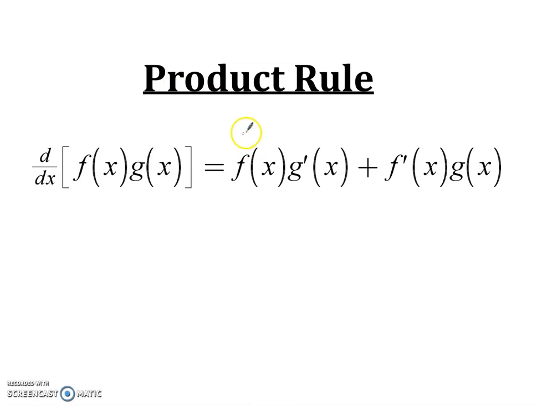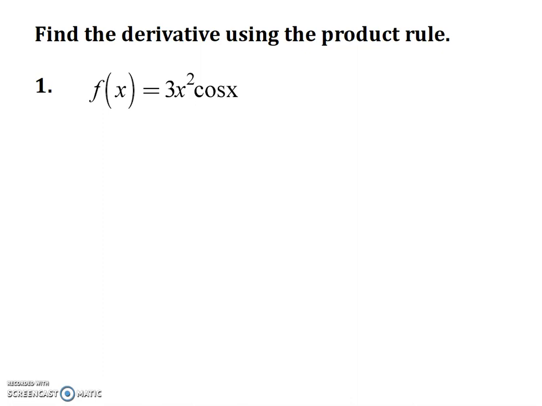To do the derivative, the first part will be our f of x, the second part will be our g of x. So we leave the first part the same times the derivative of the second part. Then we're going to add the derivative of the first part times the second part, which we leave the same. So let's look at a couple examples.